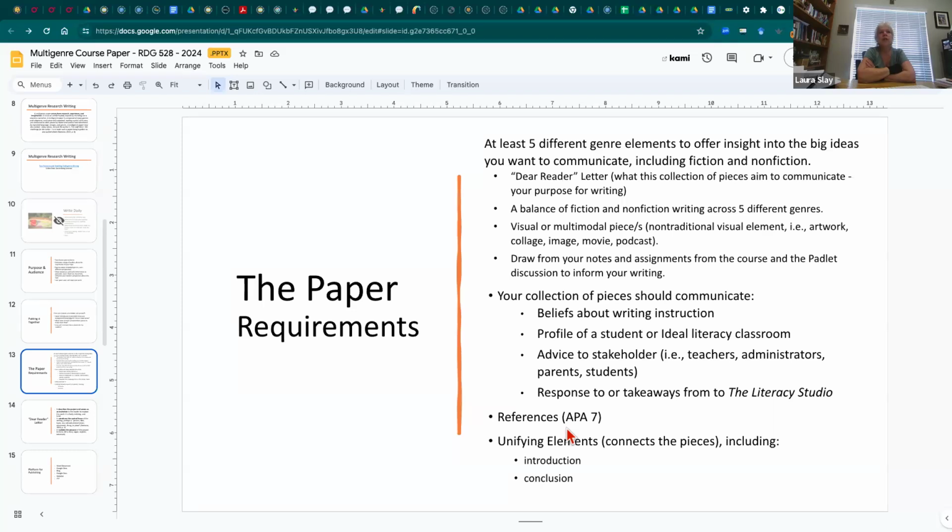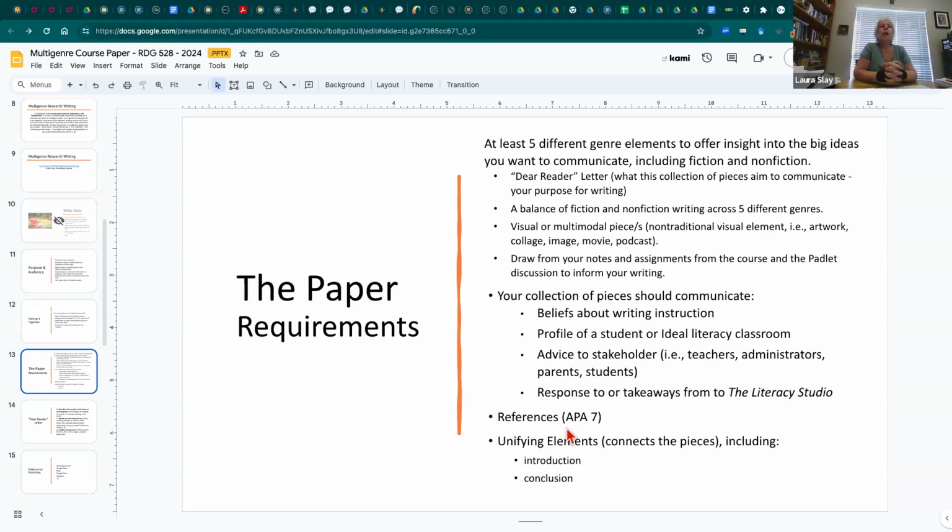Your collection of these ideas, your beliefs about writing, a profile of a student or ideal literacy classroom. Now, why do I say or? Originally, I had just said it somehow has to communicate your ideal literacy classroom. However, you've probably written an ideal literacy classroom paper somewhere in your history of schooling. It's a common assignment. I've certainly given it in the past.